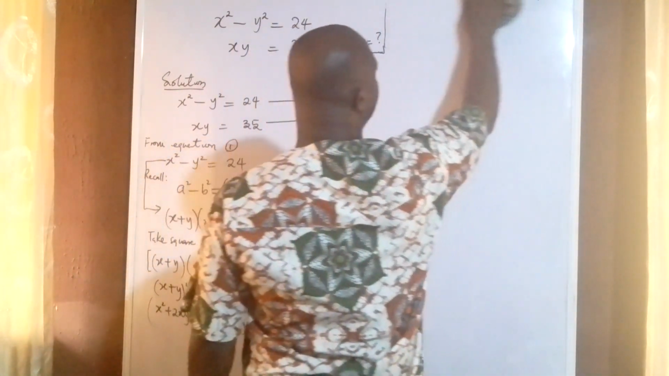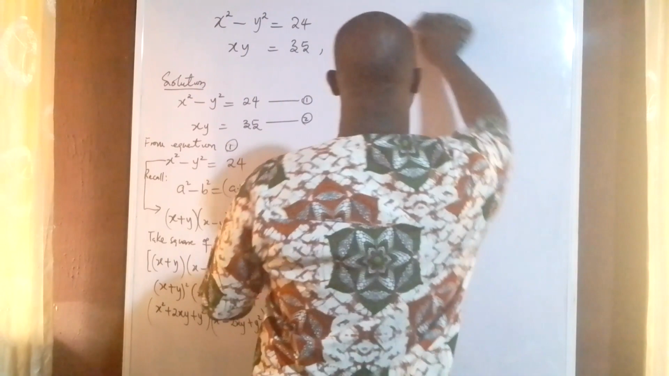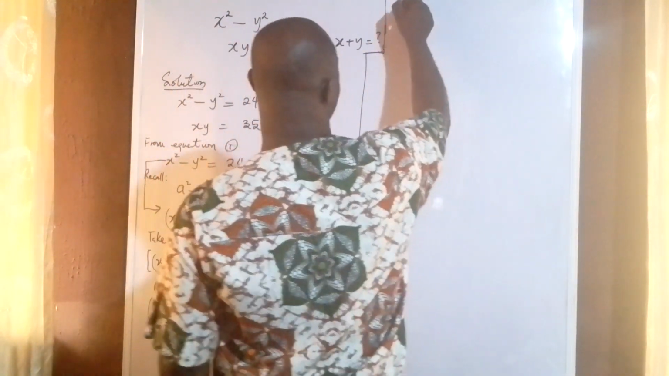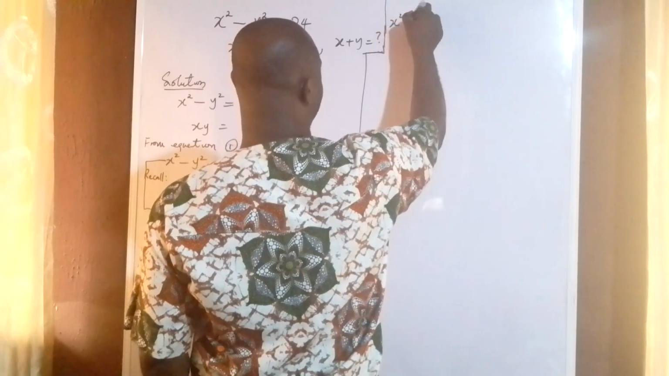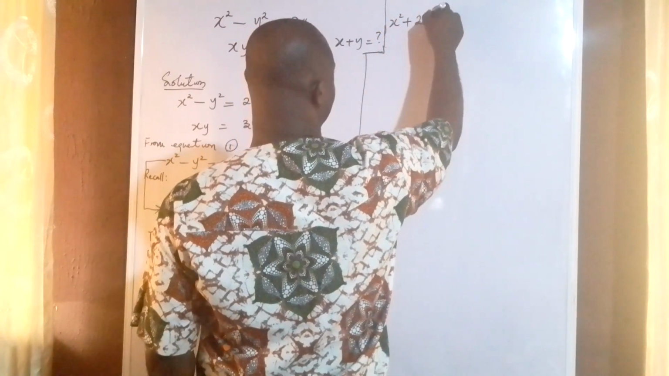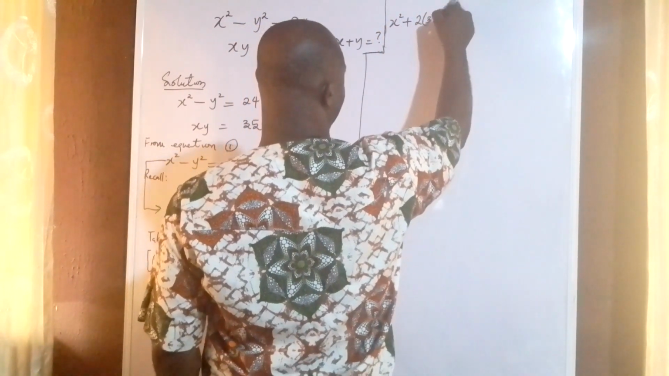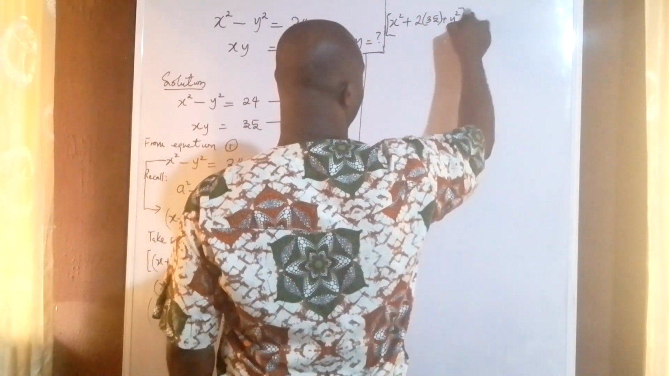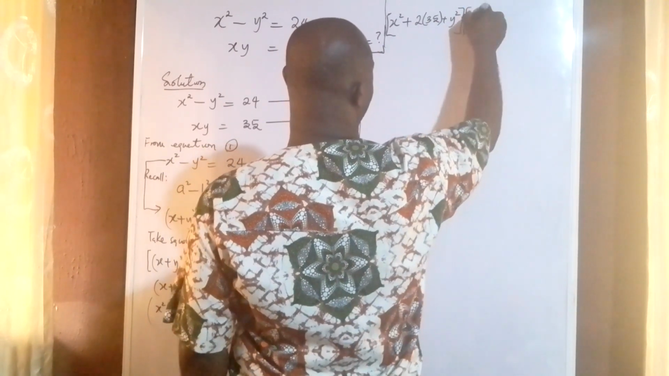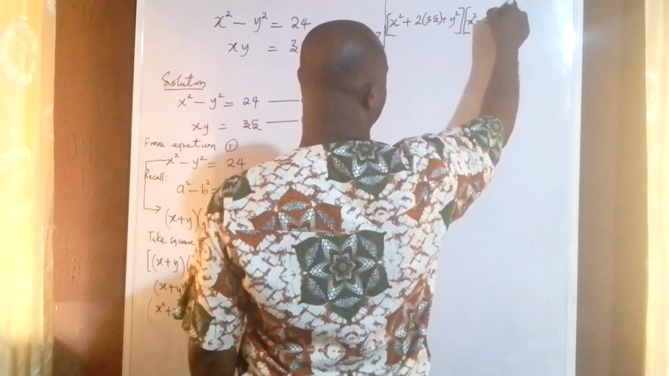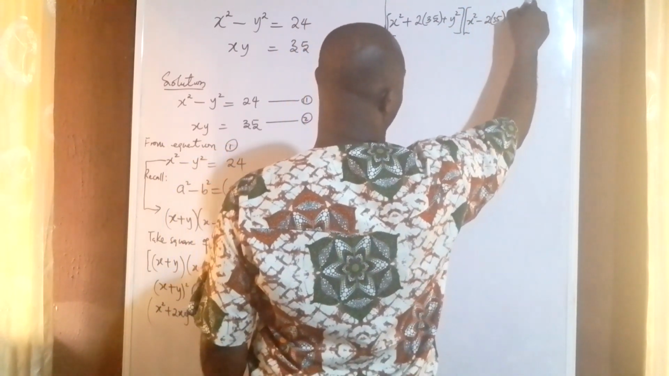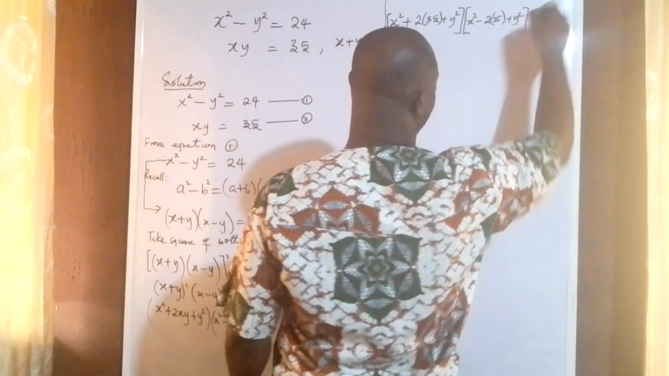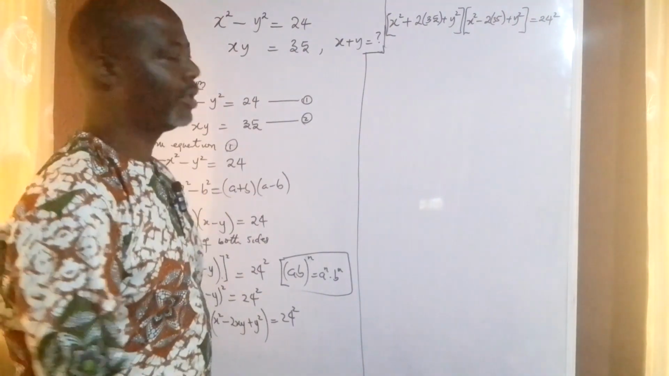Okay, so that is hidden. Please allow me to repeat this part. From that end I have x squared plus 2 times 35 plus y squared, times x squared minus 2 times 35 plus y squared, bracket, equals 24 squared. So I hope that is taken.